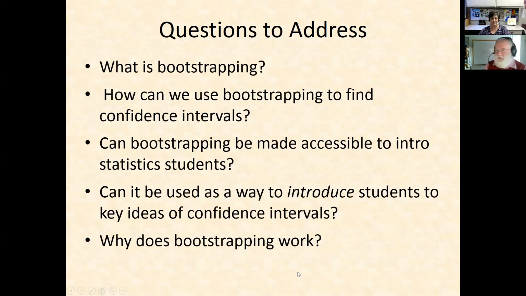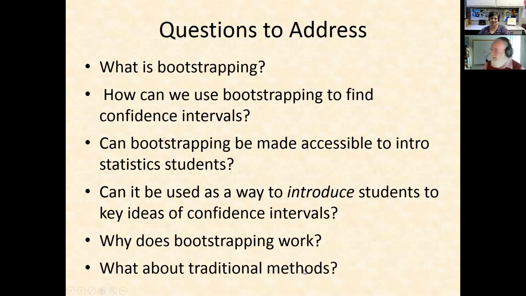Okay, and let me talk a little bit about why bootstrapping works, because it does seem a little bit magical, and especially some math folks, when they look at this, say, no, you really can't do that. It doesn't seem legal to do these things. And then we will talk about making the transition to traditional methods.